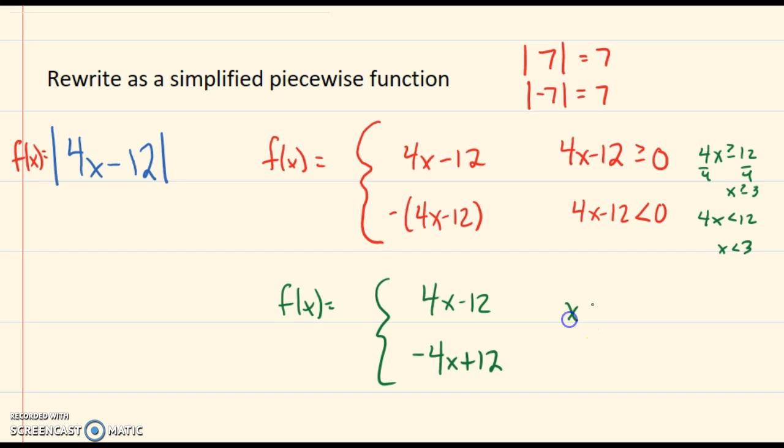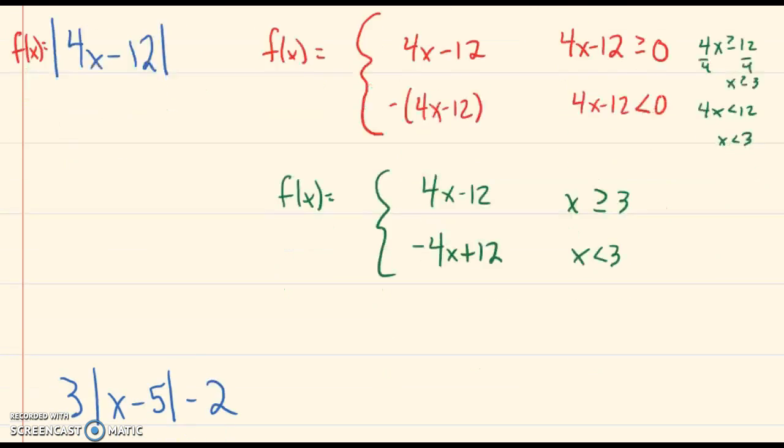And so that gives me a piecewise defined function that if I were to take an absolute value of 4x minus 12 or graph this part right here, 4x minus 12 when x is greater than or equal to 3, or negative 4x plus 12 when x is less than 3, the graphs would be exactly the same thing. The functions would be indistinguishable.